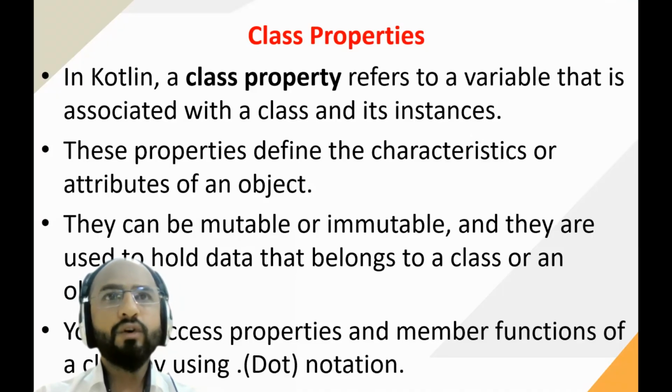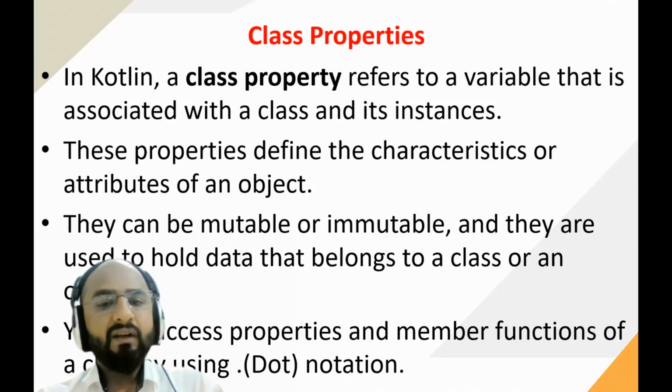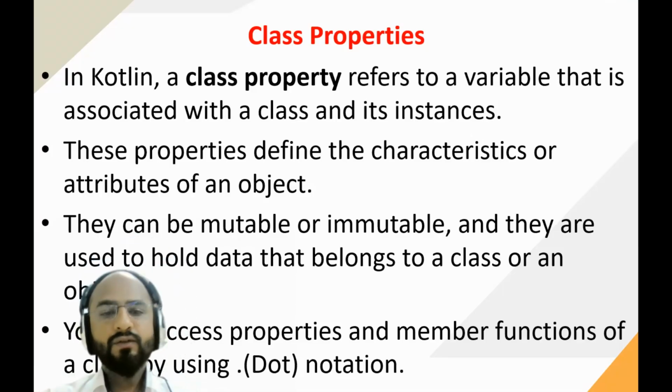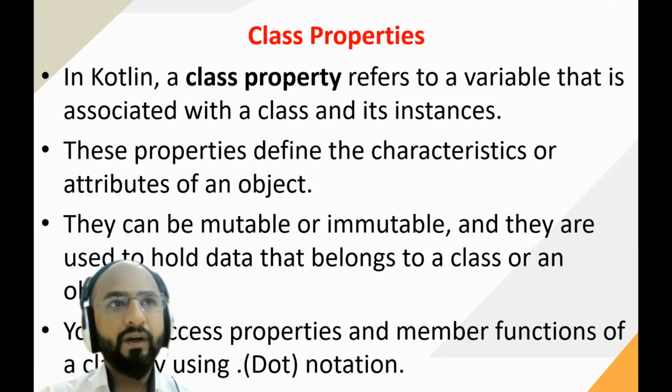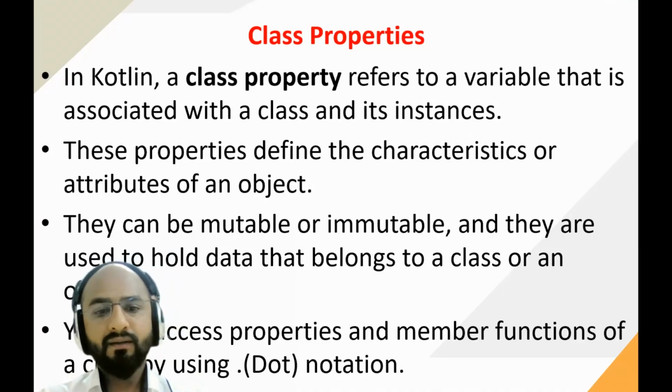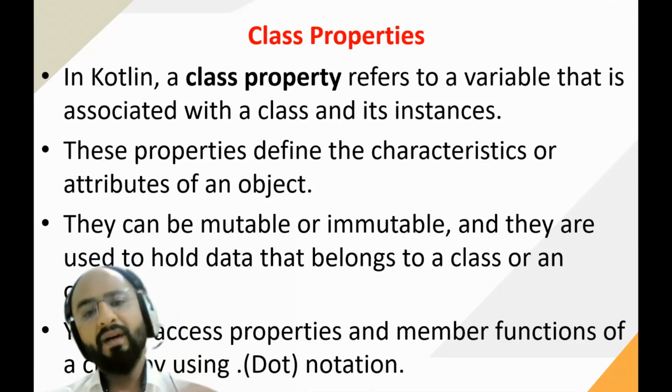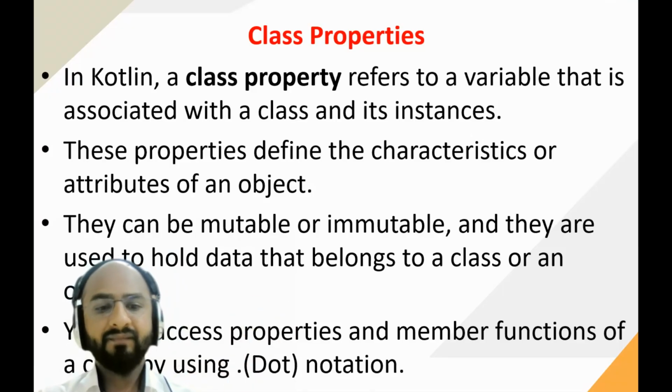So what is the use of a property? The property will hold the data that belongs to a particular object. As I told you, a class is just a blueprint of an object. So a class cannot store and hold the data. All the data will be stored in the object, and the object can access the properties of the particular class.